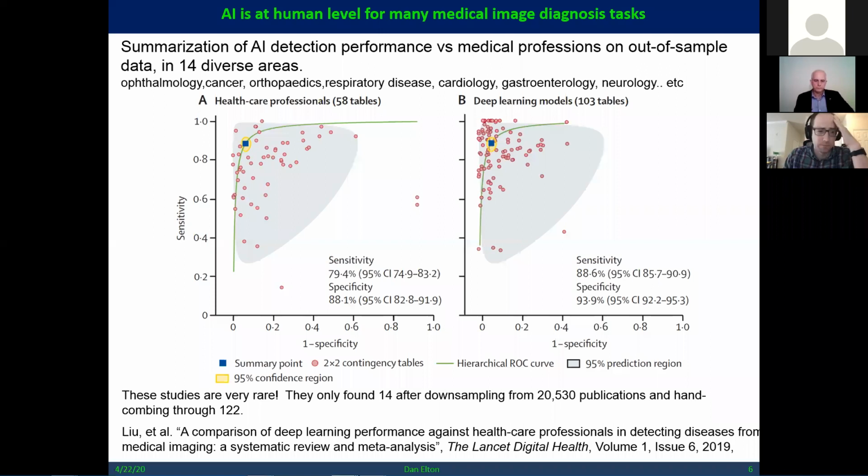And they found that the AI and deep learning models are achieving the level of performance of healthcare professionals in 14 different areas. So there are now many different examples of systems which achieve the accuracy of your average doctor.